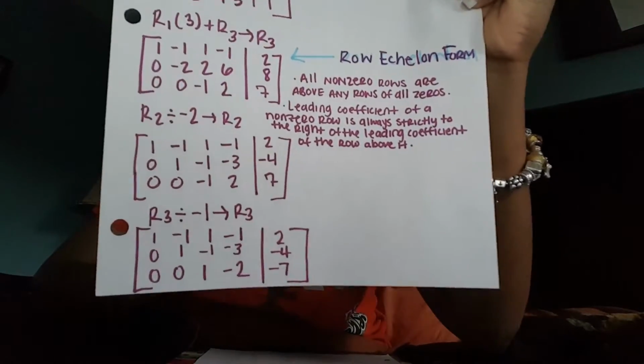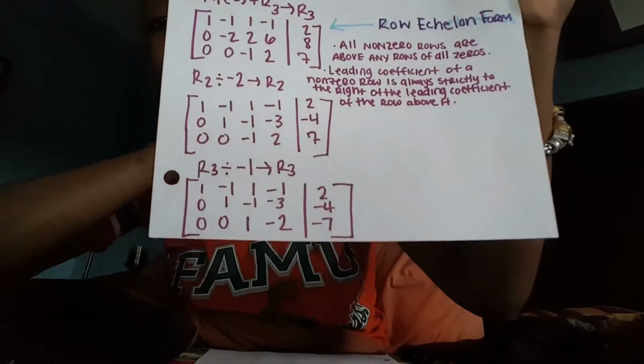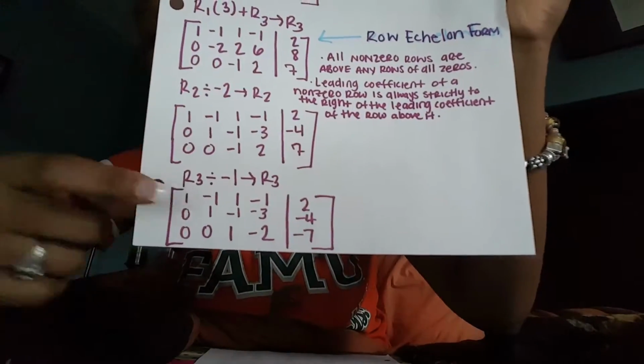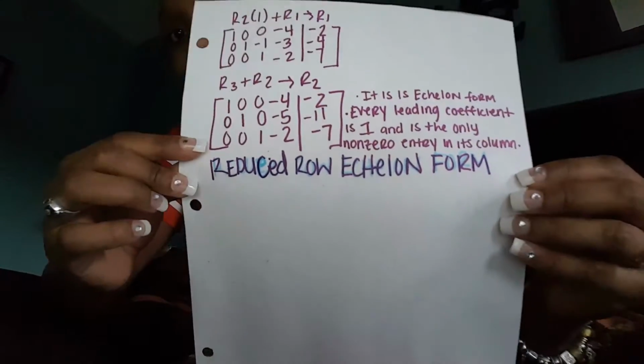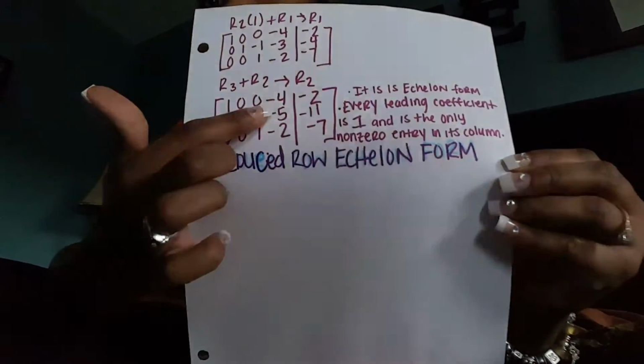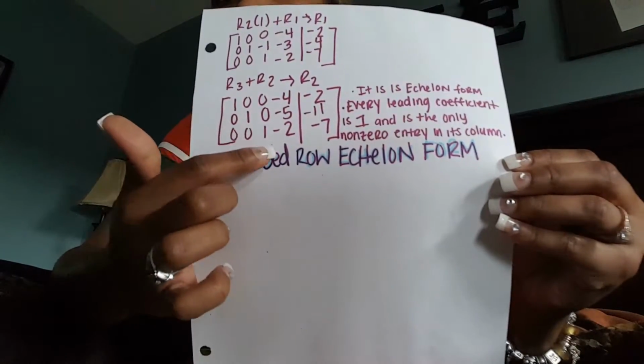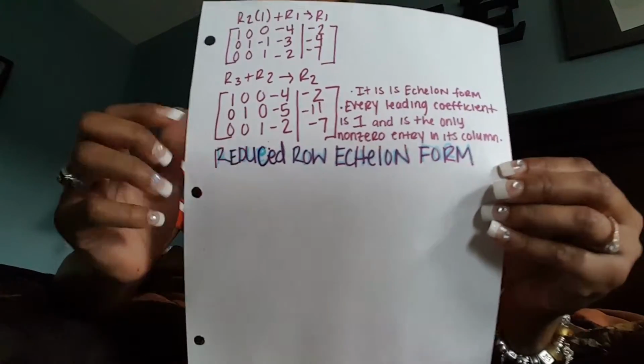If I would like to put it into reduced row echelon form, I will have to continue with my row operations until I get this beauty right here. Look at all these zeros here and here. Here are our leading coefficients, our pivot positions.